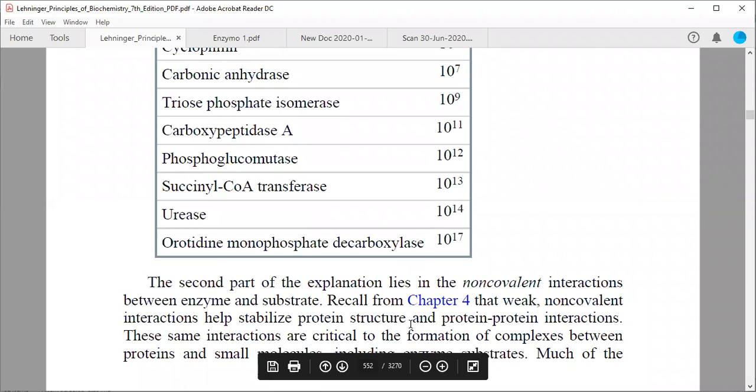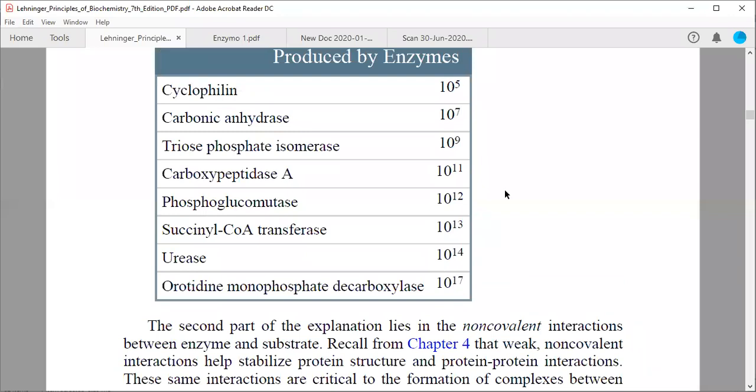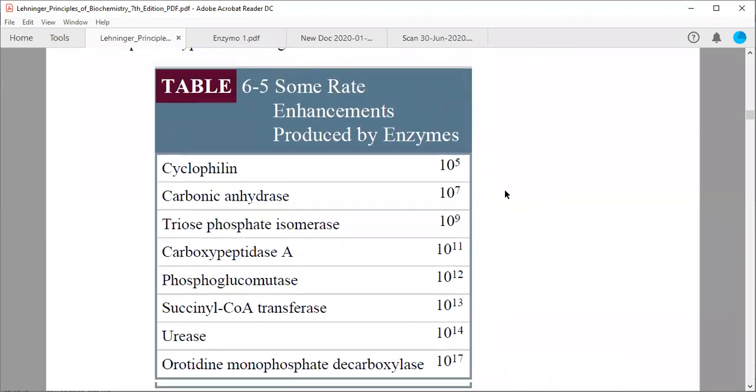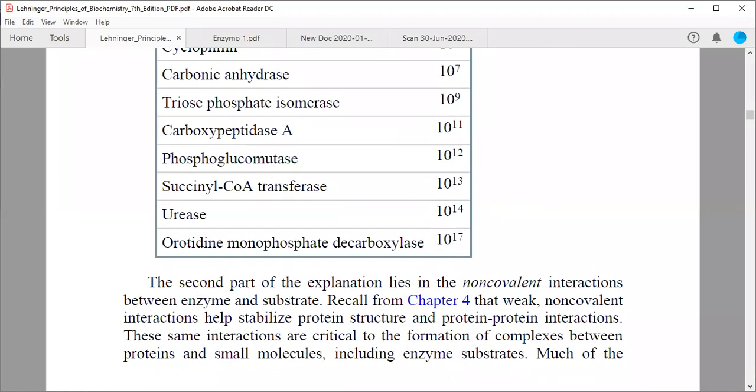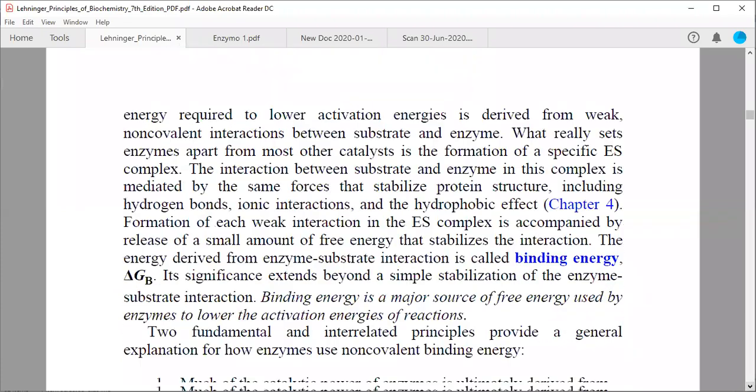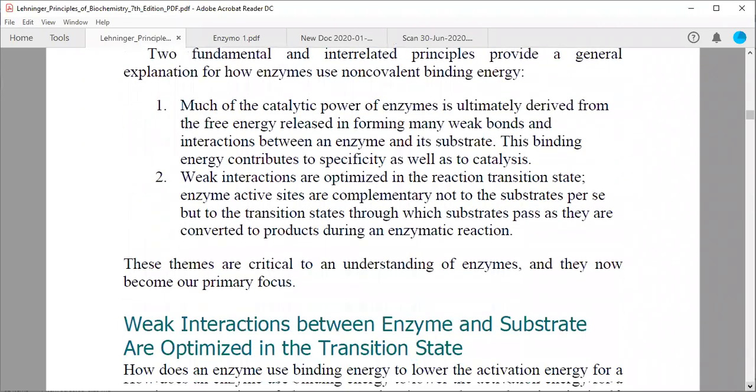So if someone asks you which is the best enzyme for rate enhancement, it is always orotidine monophosphate decarboxylase. But if the question is something different, for example about kcat value, then catalase is the answer. Okay, so there are two important questions we are discussing today.